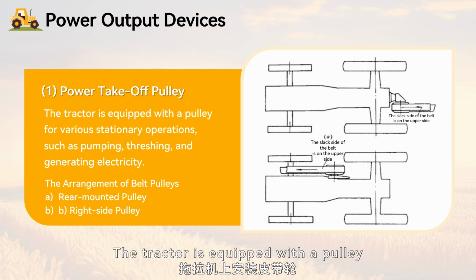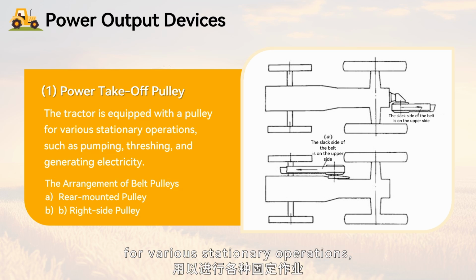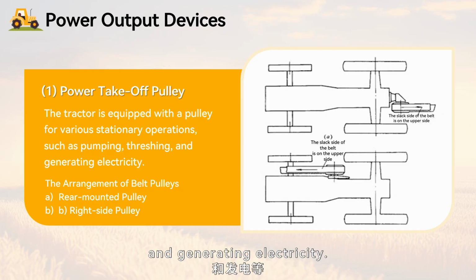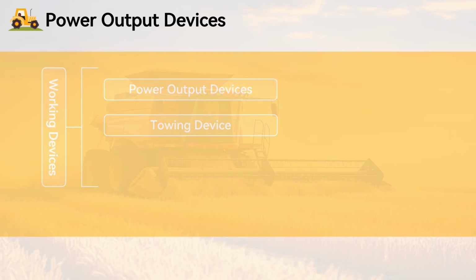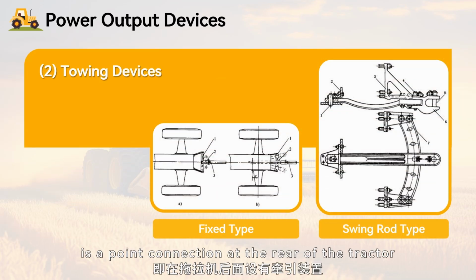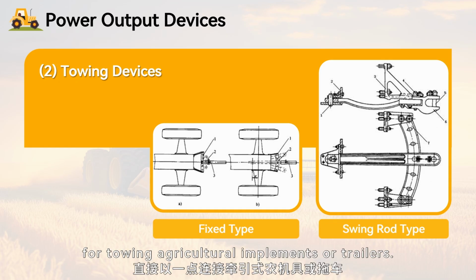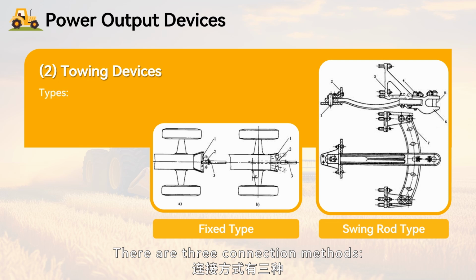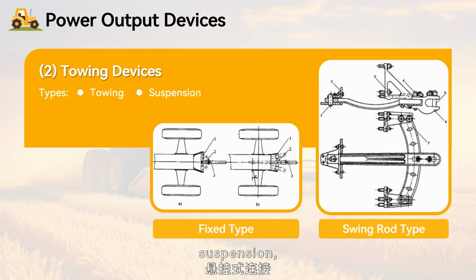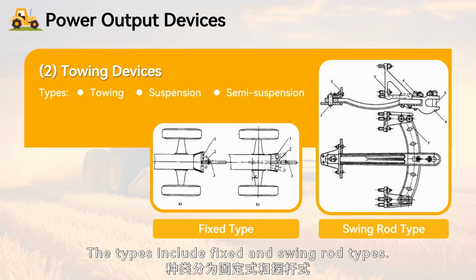The tractor is equipped with a pulley for various stationary operations, such as pumping, threshing, and generating electricity. The power output pulley is an independent component that can be installed as needed and removed when not in use to avoid obstruction. 2. Towing devices. The simplest towing connection is a point connection at the rear of the tractor for towing agricultural implements or trailers. There are 3 connection methods: towing, suspension, and semi-suspension. The types include fixed and swing rod types.